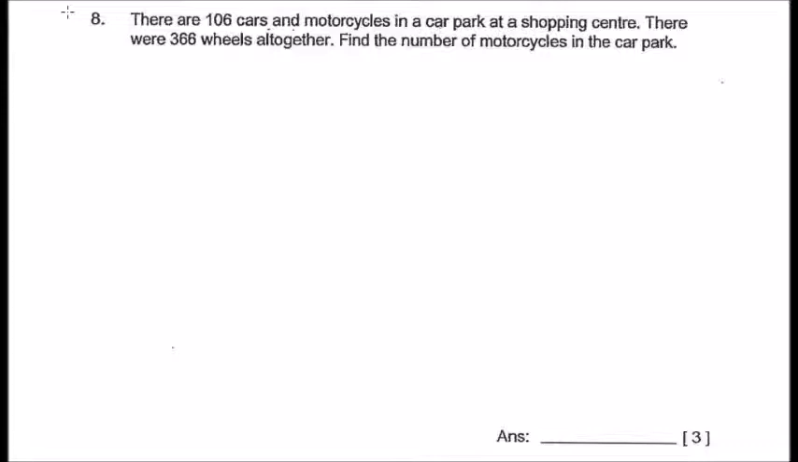Question 8. There are 106 cars and motorcycles in a car park at a shopping center. So there were 366 wheels altogether. So find the number of motorcycles in the car park. So this question is obviously a guess and check question.